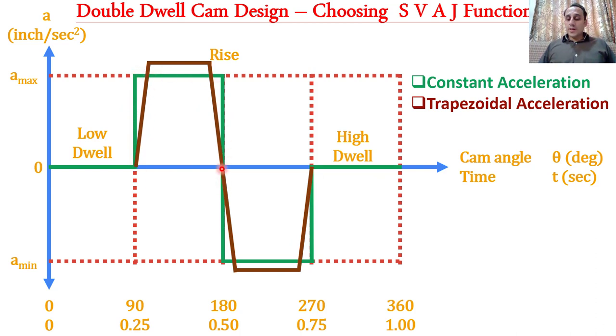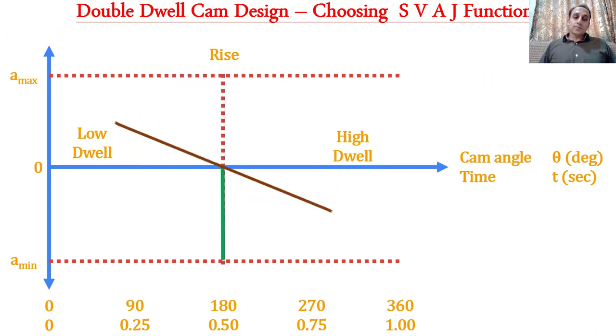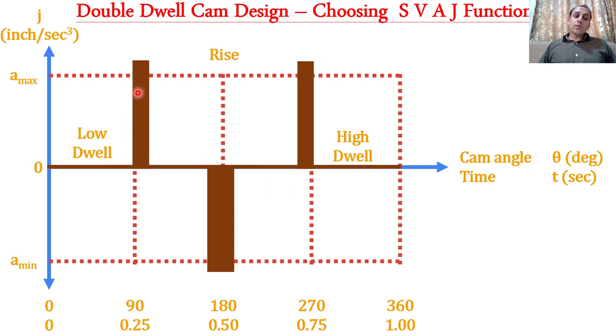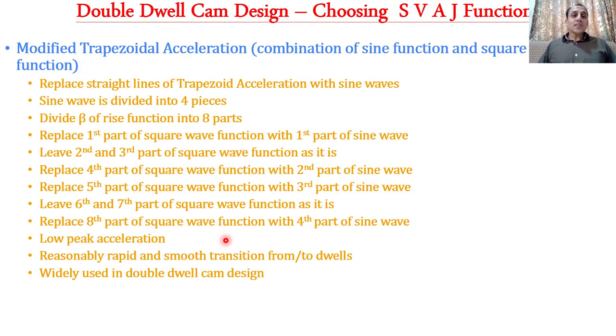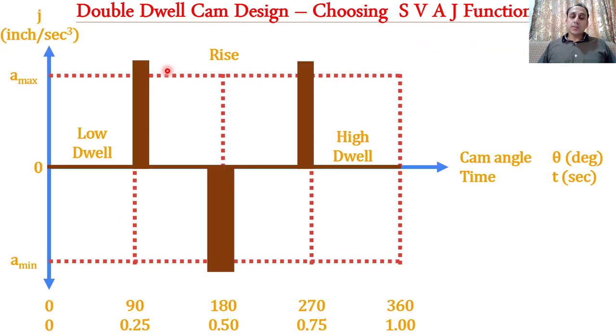Now when we take the jerk of this trapezoidal function, what will happen? Instead of getting infinite jerk, we are getting finite values of jerk. We are getting this function. These are the finite jerk values, so it means this is acceptable. What else can we do? We can further modify this trapezoidal acceleration function. Now we will see how.